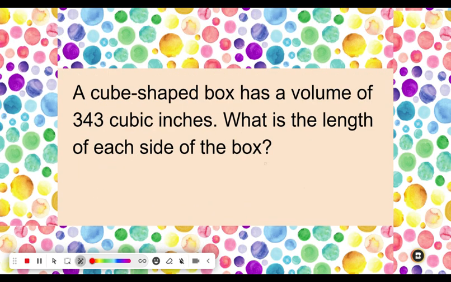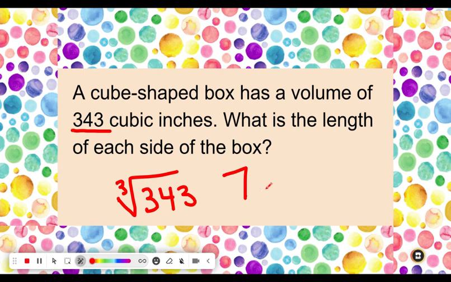A cube-shaped box has a volume of 343 cubic inches. What is the length of each side of the box? So we're trying to find the cube root of 343. What number times what number times what number, all the same, equals 343? Very good. So 7 inches. Each side will be 7 inches.